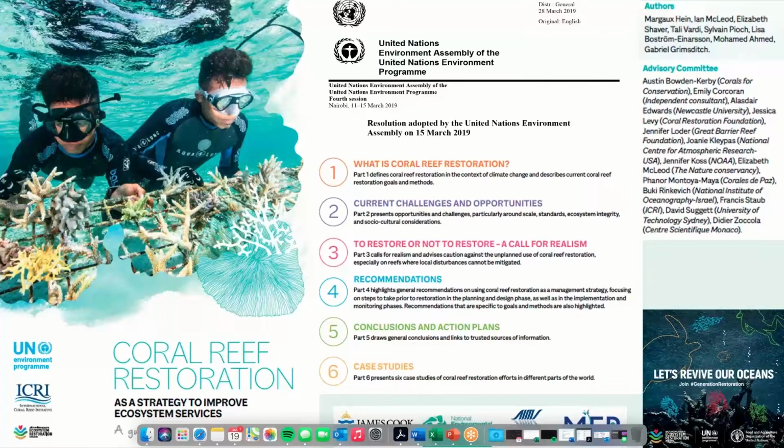Now, to combat this decline, coral restoration is increasingly being advocated for. There are many methods, there are many projects around the world. However, there is a limited understanding of the effectiveness of coral reef restoration efforts globally, and especially limited understanding of the effectiveness in delivery of ecosystem services.